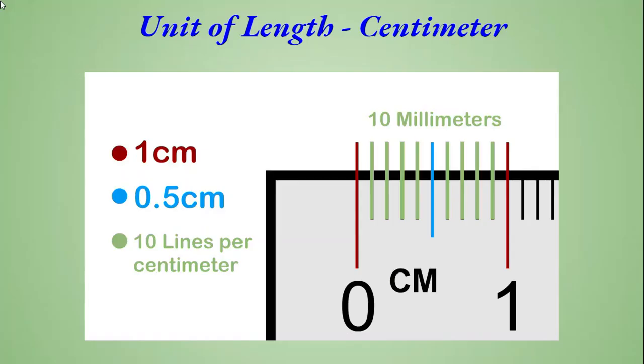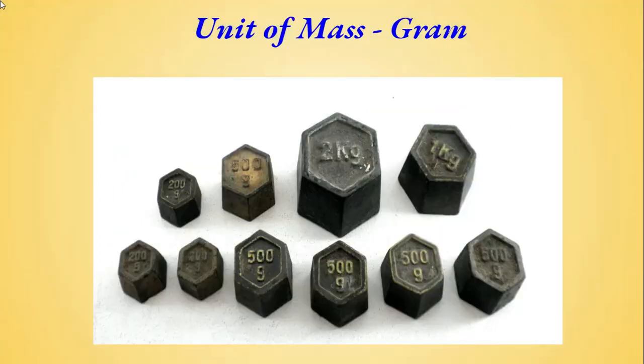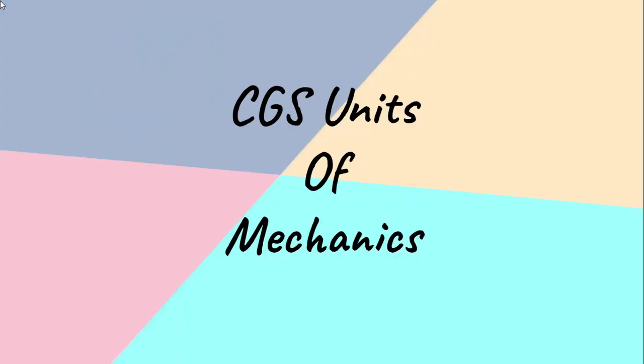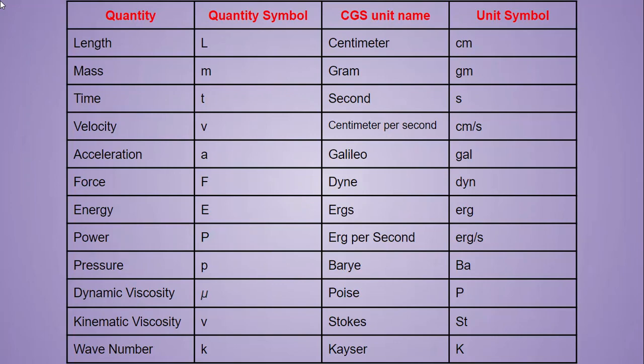The unit of length is the centimeter. You can see centimeters on a scale or a tape. The unit of mass is the gram. The unit of time is the second. C.G.S units of mechanics. Here you can see the table in which the quantity symbol, C.G.S unit name, and the unit symbols are presented. The mostly used quantities are length, mass, time, velocity, acceleration, force, energy, power, pressure, dynamic viscosity, kinematic viscosity, and wave number.